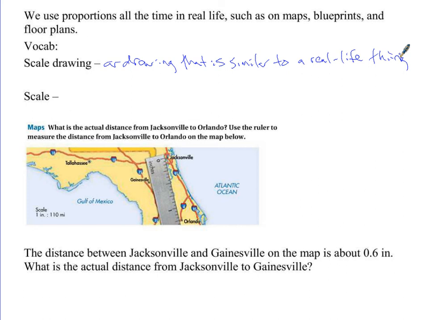Scale is very similar to scale drawing. A scale is just the ratio of the drawing to real life.